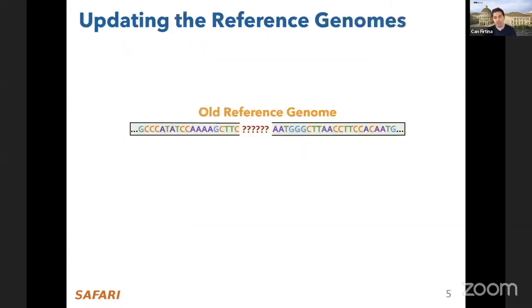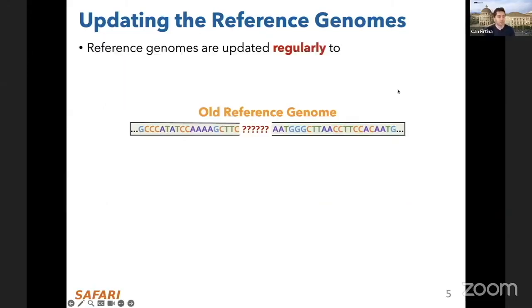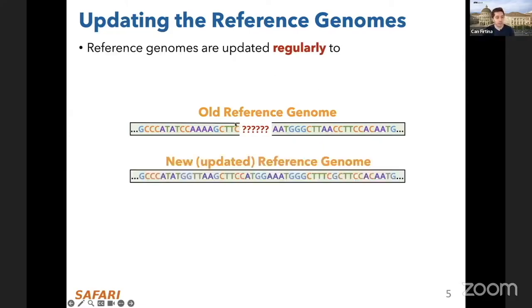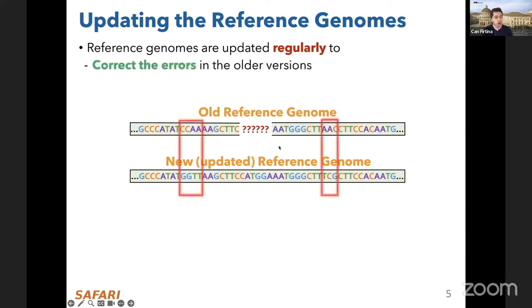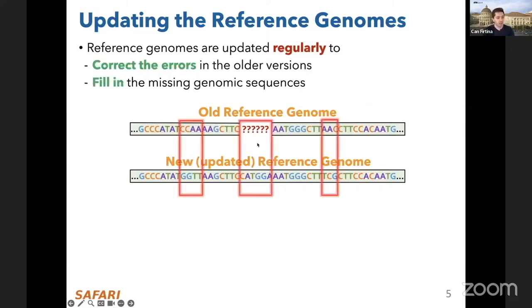And to achieve the best accuracy and best completeness in the reference genomes, these reference genomes are usually updated regularly to their new versions. Such an update could resolve some unknown regions in the old reference genome by figuring out what sequences should come to these unknown regions, or by correcting the errors in the older versions.